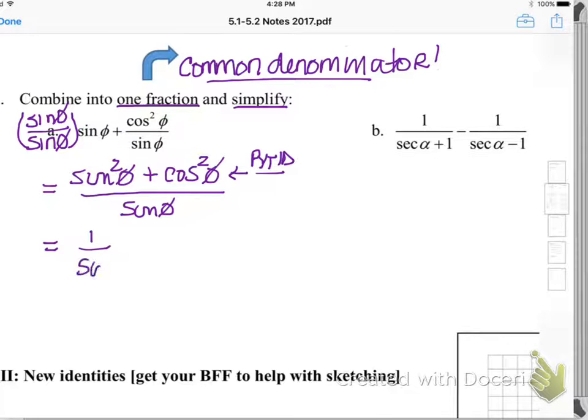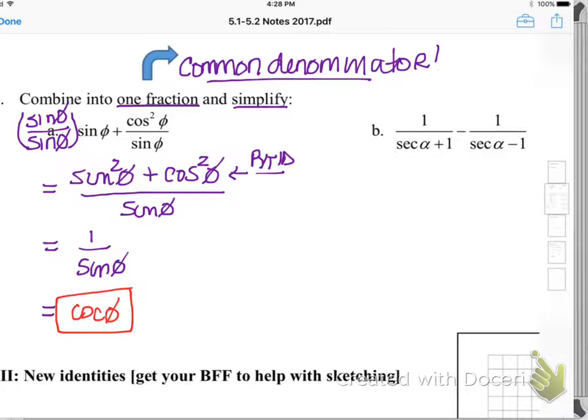So we're going to have 1 over sine theta, which in this case, when they say to simplify, you really want to try to avoid fractions as much as possible. So the answer here will be cosecant theta. That would be the most simplified form. You don't have any fractions in there. You got rid of everything that you needed to do. And so we ended up with cosecant theta.